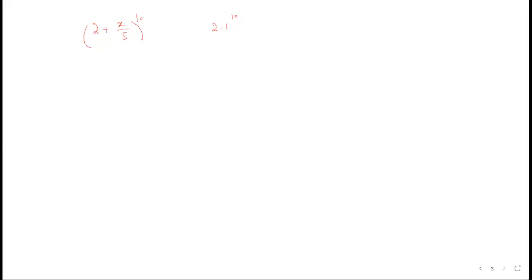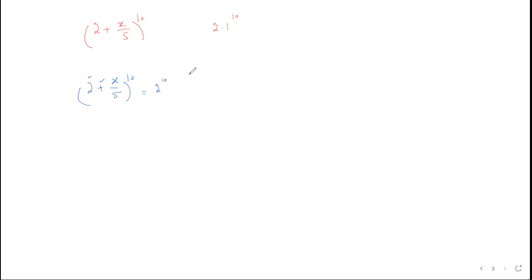Okay, so let's start. How can we do this? How can we solve it? We have (2 + x/5) to the power 10. Now you see here we do have a plus sign, and this number is larger than 1, so we have to take care of it. And then the first term will be 2 power 10, isn't it?